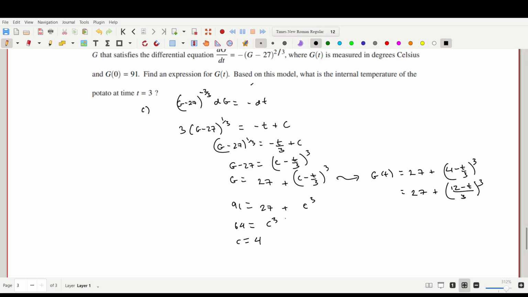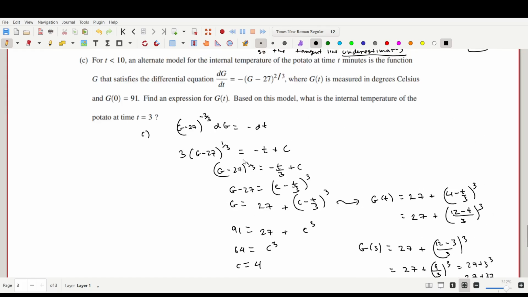And then based on this model, what's the internal temperature? So G of 3 is 27 plus ((12 - 3)/3) cubed. That's 27 plus (9/3) cubed, which is 27 plus 3 cubed, which is 27 plus 27, which is 54. All right, that's a nice one.